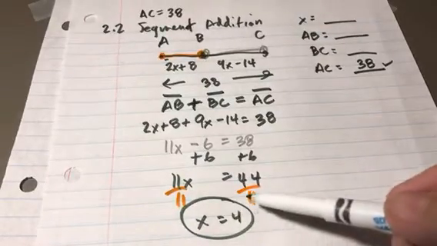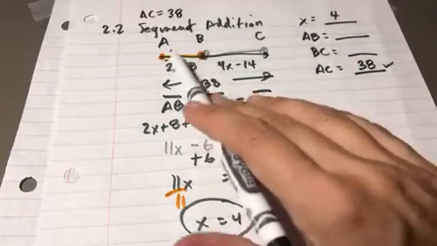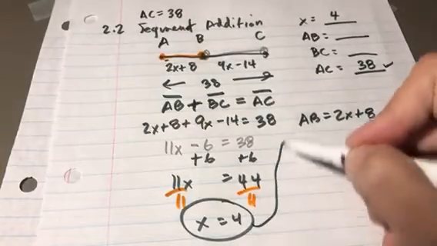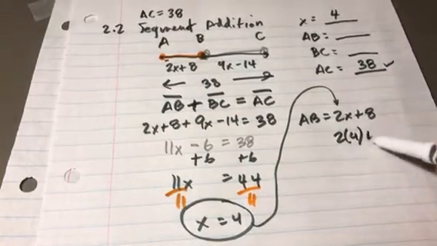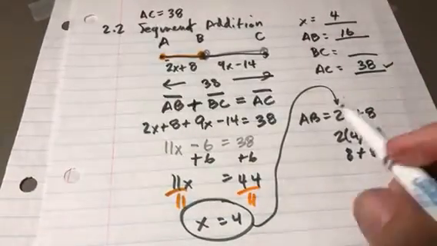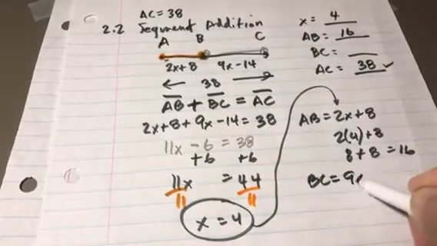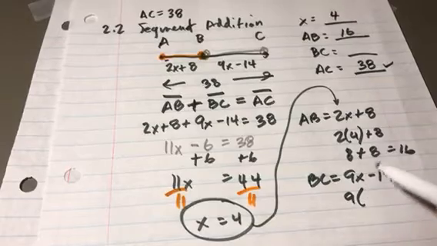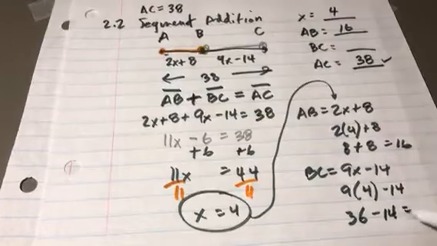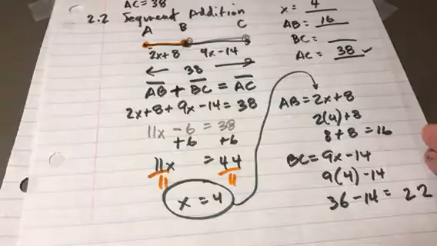Yeah, okay, awesome. Now I'm going to plug this back in just to double check my work. So I was told from the picture that AB was 2x plus 8. And so I'm going to plug that in. 2 times 4 plus 8. So 8 plus 8 is 16. Awesome. Now I also know BC, the gray segment, is 9x minus 14. So I take that, 9 times 4 minus 14. I get 36 minus 14. That would equal 22.